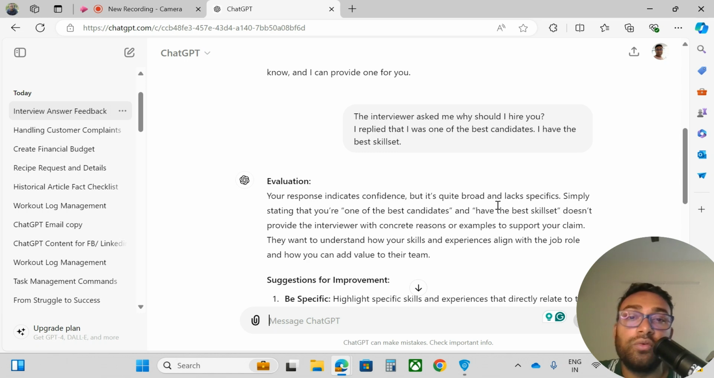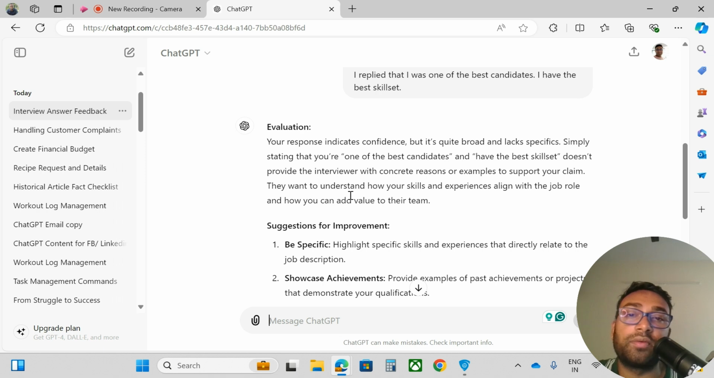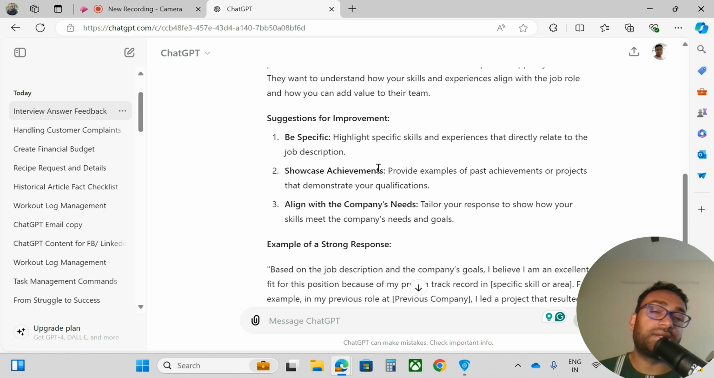So the evaluation says: your response indicates confidence, but it is quite broad and lacks specifics. Simply stating that you are one of the best candidates and have the best skill set doesn't provide the interviewer with concrete evidence or examples to support your claim. They want to understand how your skills and experience align with this job role and how you can add value to their team. Suggestion for improvement: be specific, highlight specific skills and experience that directly relate to the job description.